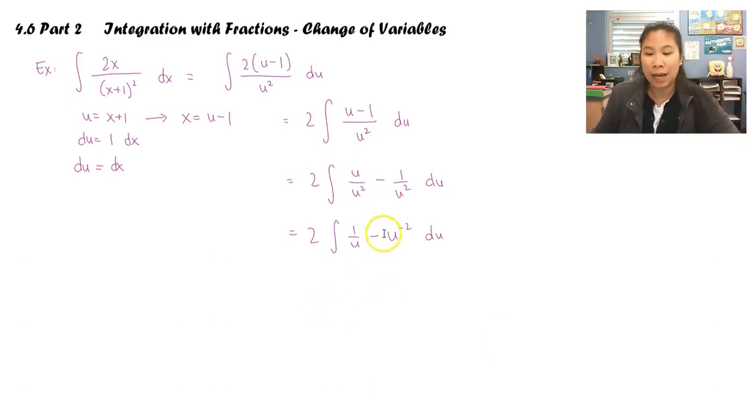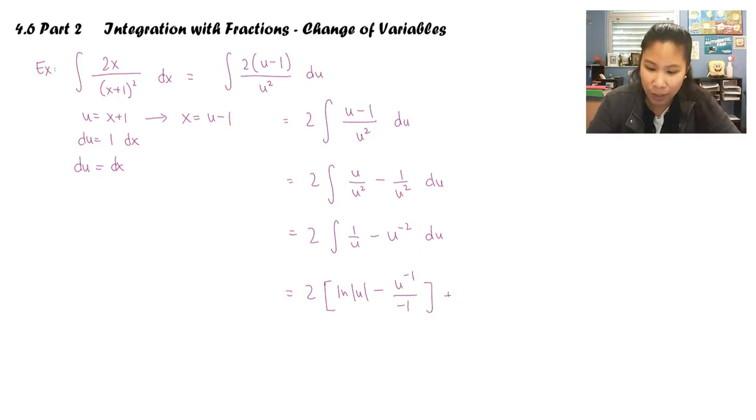And we talked about last time where the integral of 1 over u is just ln, the natural log of u. So I'm going to write the 2 in front. We have the natural log of u, technically absolute value of u, minus, and then u to the negative 2 power we can use the power rule for. So this will end up being u to the negative first over negative 1 power, and then plus c at the end.